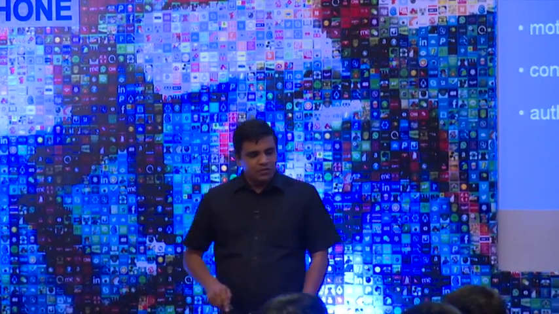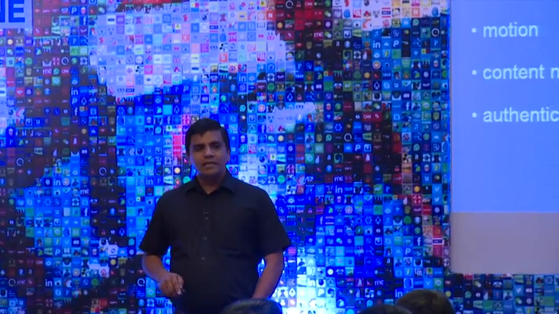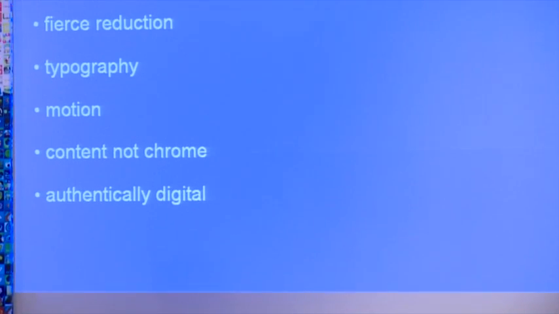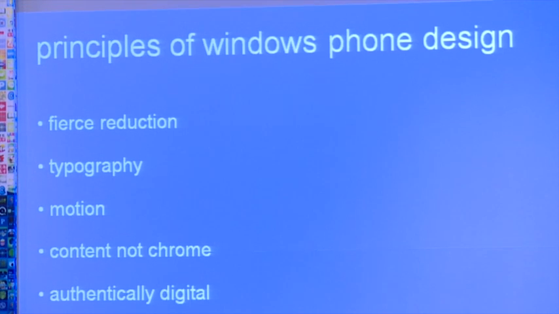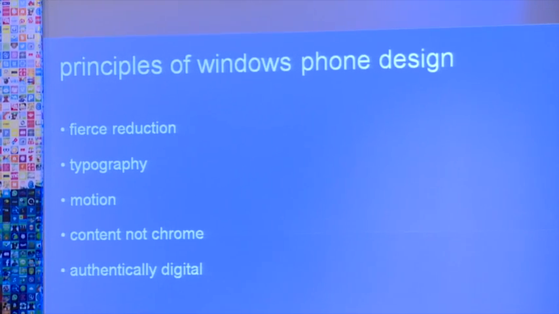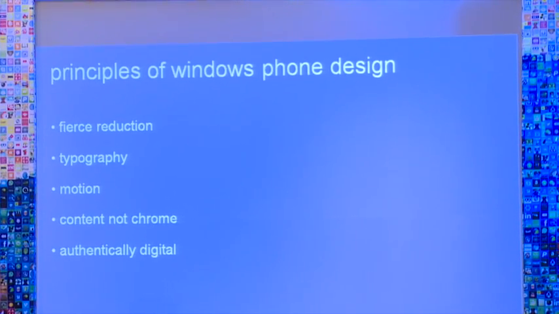A quick list on these 5 principles of Windows Phone design. Phase reduction. And this is the way, when you think Windows Phone design, just think along these 5 things. When people ask me, does this meet Windows Phone guidelines? I said, look, there is no such thing as Windows Phone. I mean, there is, obviously. But I said, a good way to think about it, there are 5 principles of Windows Phone. Phase reduction, typography, motion, content not chrome, authentically digital. Incidentally, if you build for iOS 7, same principles apply there. Right? These are principles of minimalist design which Windows Phone follows.